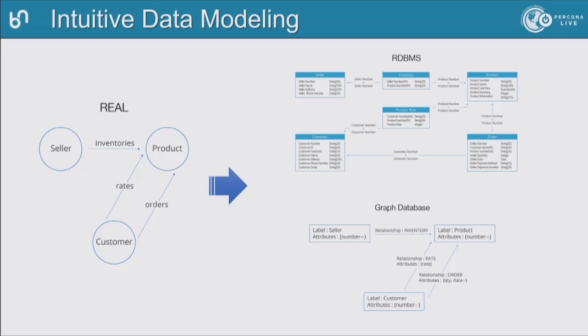In the graph database, this real-world model is reflected directly to the graph model. The relationships between entities are stored as relationships in the graph database. So you can see that the data model of the graph database is much simpler than the relational database.